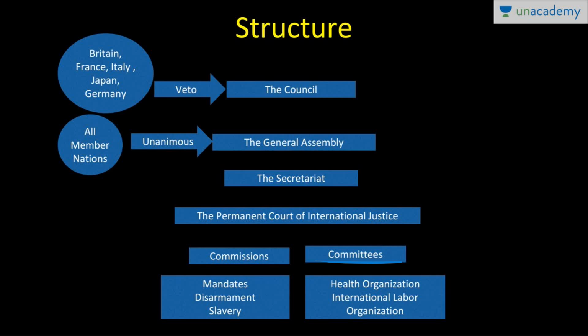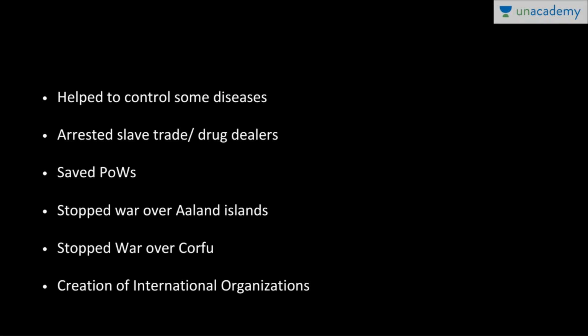So the main function of the league was meant to be peacekeeping, and it was intended that it would operate in the following way. Any member which resorted to war, which would break the covenant, would face collective action by the rest of the members. So now let us see the main successes of the league.